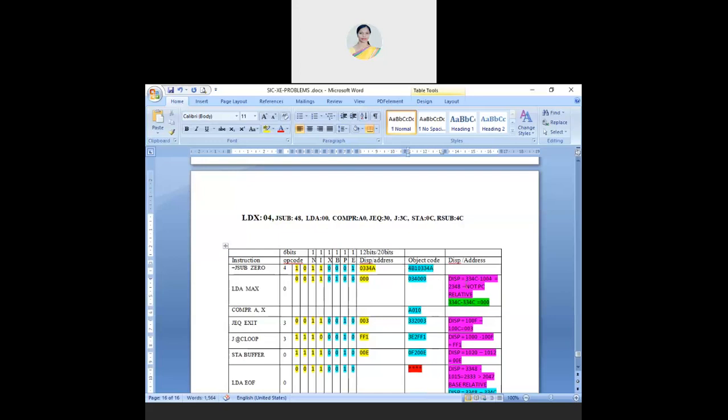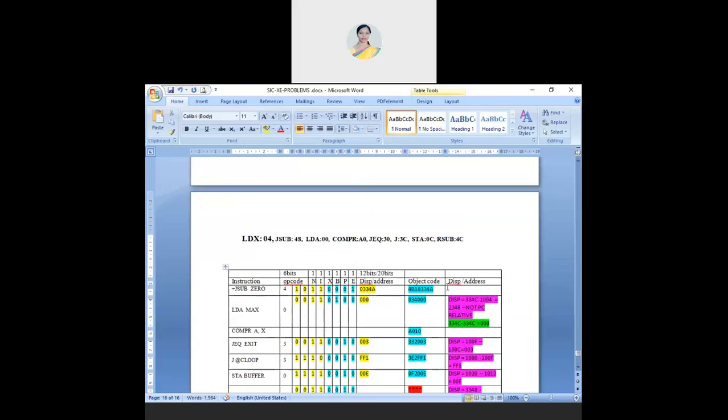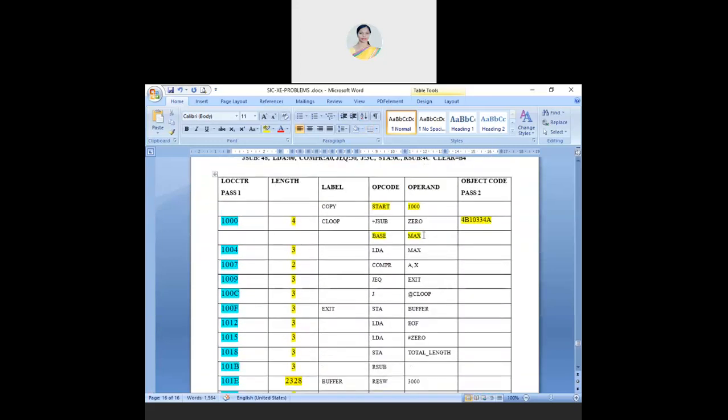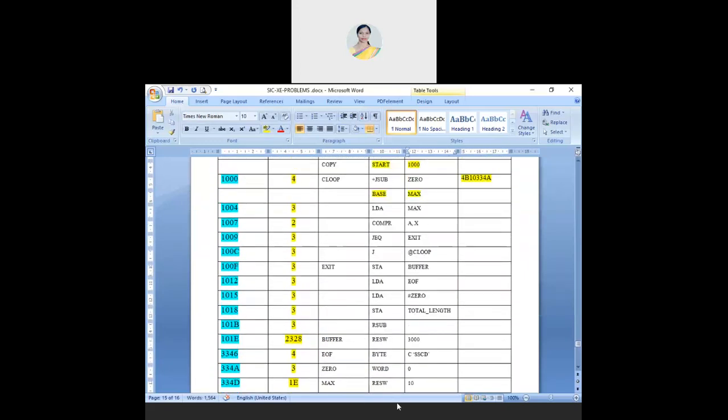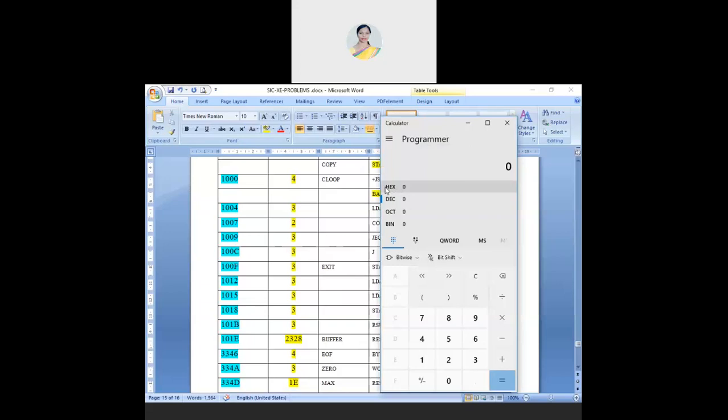Displacement is equal to, you have written, no? Yes, this much you have written. Displacement equal to like this. Yes or no? Yes, ma'am. So what is the displacement? Displacement is my target address, right? Max, that is 334D, right? I'll just do it here only. 334D minus PC. What is my PC? 1007. What is the value?